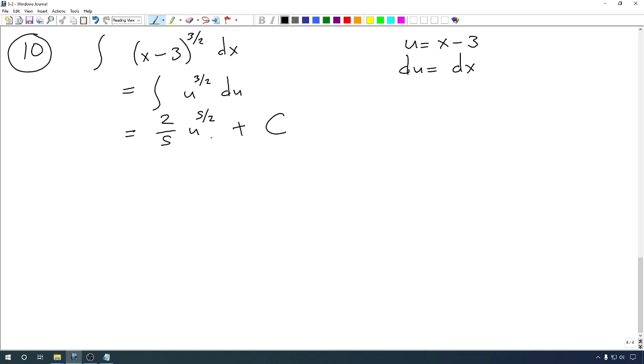And now here comes the last step. We don't want to have u's left in our answer. We want to put everything back into x's. So in each place I have a u, I need to turn that into an x minus 3. In other words, this is 2/5 times x minus 3 to the 5/2 power. And so that is the integral of this thing that we had before.